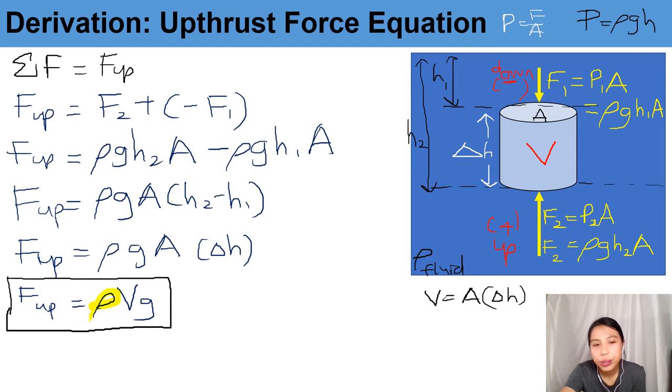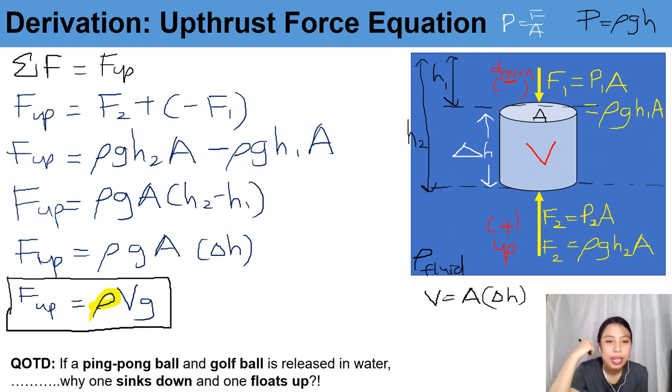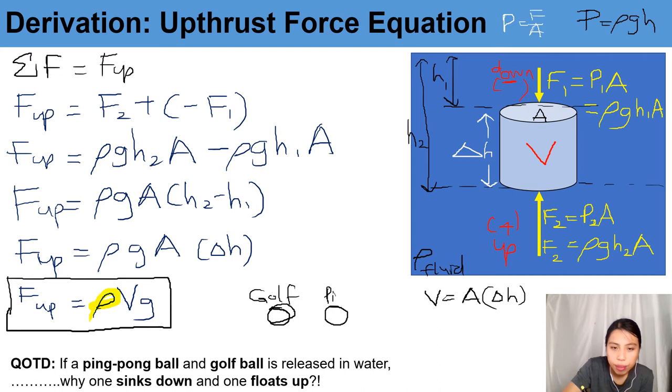So one question for you, brainstorm. If a ping pong ball and a golf ball are released in water, how come one will sink and one will float? So let's say, golf ball and ping pong ball. Why does one sink and one float? We assume the volume is the same, so V and V. And they are in water, so they have the same density. Volume is the same. Gravitational constant is a constant. But how can one sink, one float?